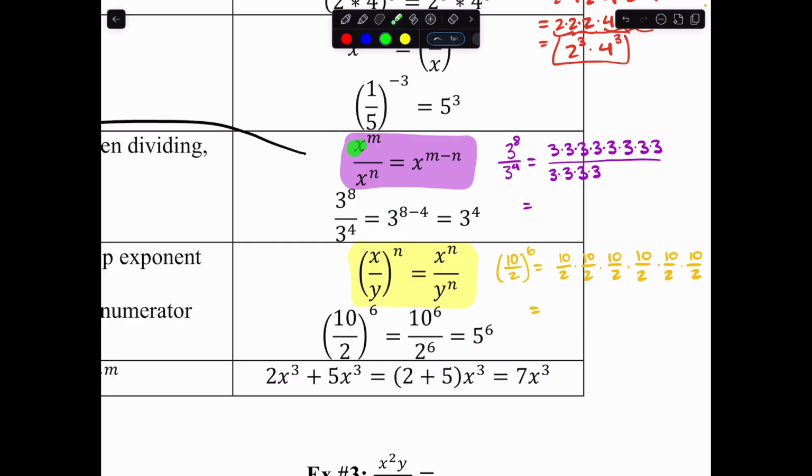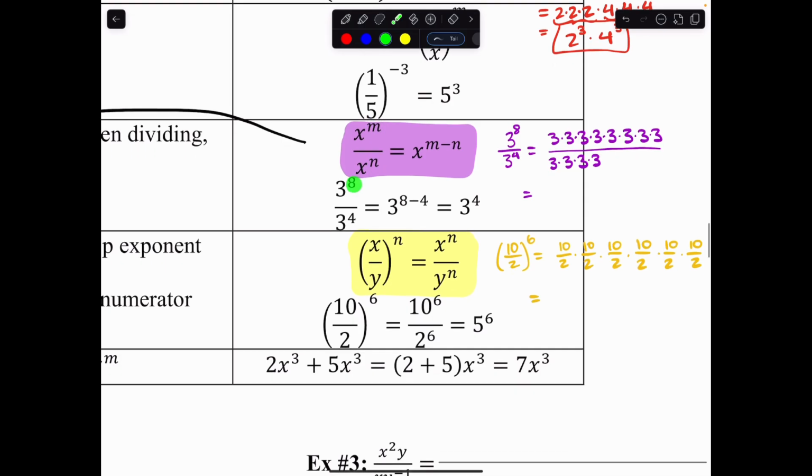If you have a base to a power and you're dividing it by the same base to a different power, this rule says you can write it as that base written once to the power of whatever you get when you subtract those exponents. This is why it works. So let's say I had 3 to the 8th power over 3 to the 4th power, just like this.